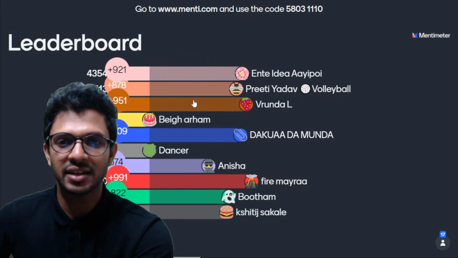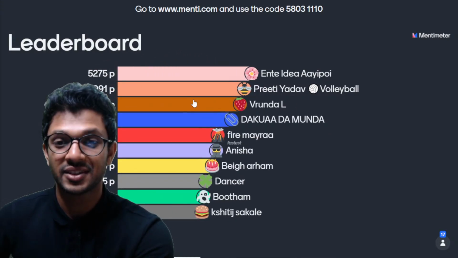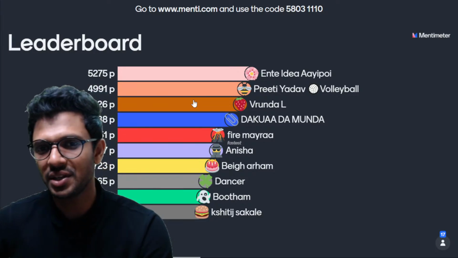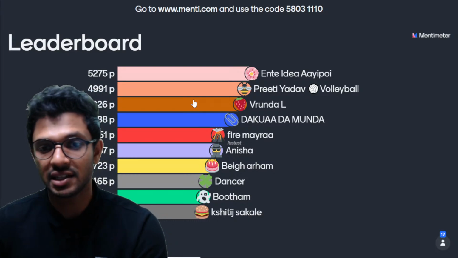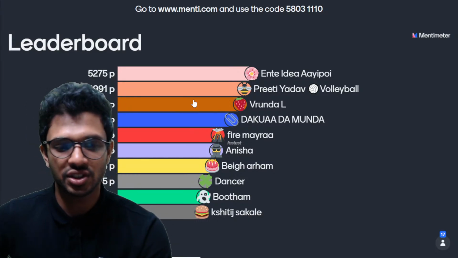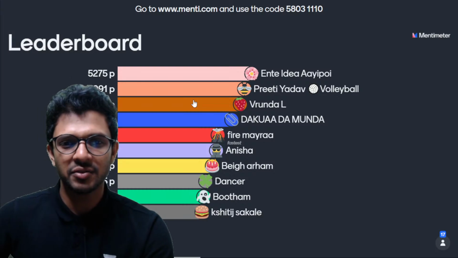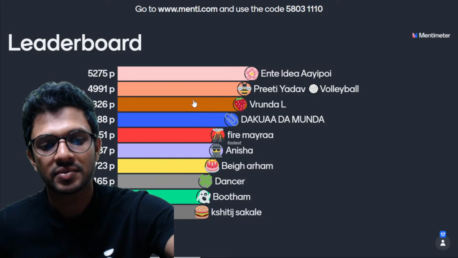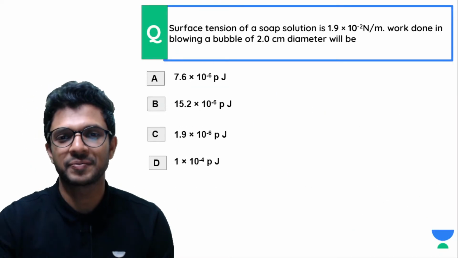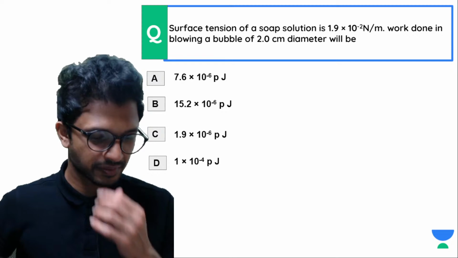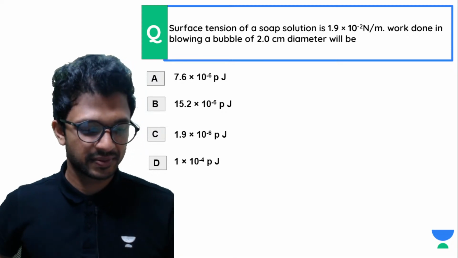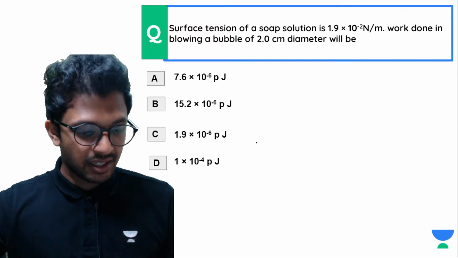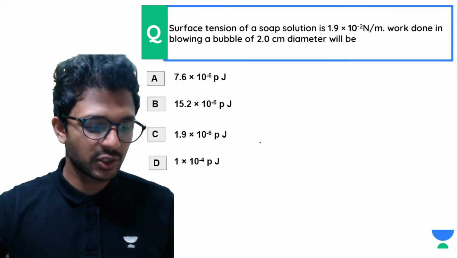And in the leaderboard, very good, awesome, fastest person to be here. Then NID Ipoi, then Preeti, Vrinda, Dakwa, Mera, Anisha, Beg, Arham, Dancer, Bhutam, and Shitichi. Good. Does anyone know, any non-Malayali students, what do you mean by Bhudam? Does anyone know? किसी को पता है क्या? 15 positions, so try harder, you will come up.